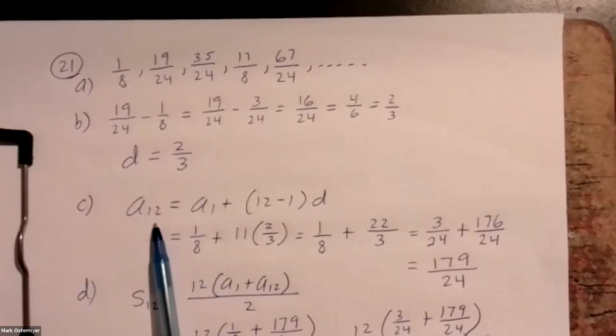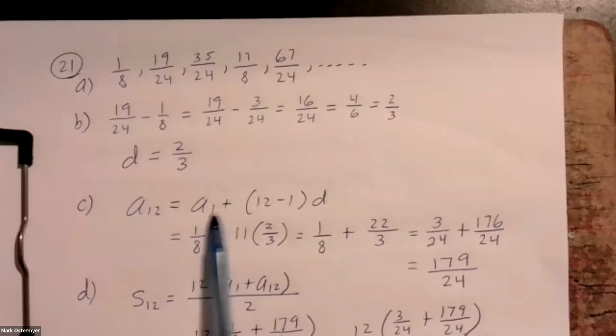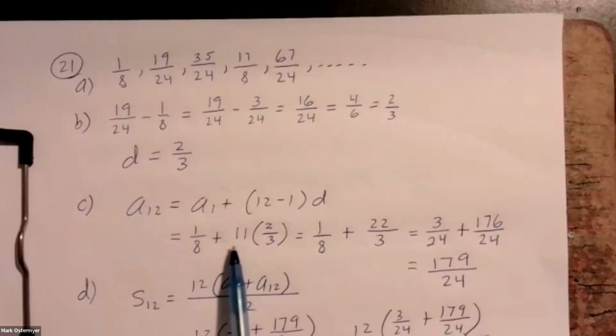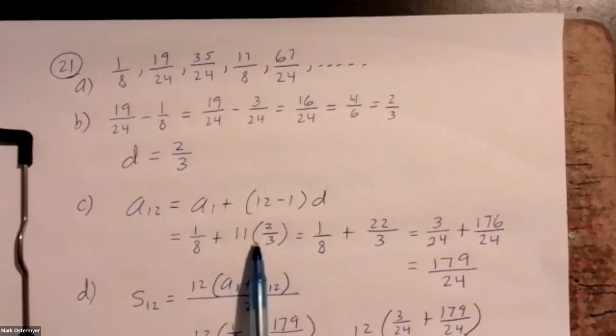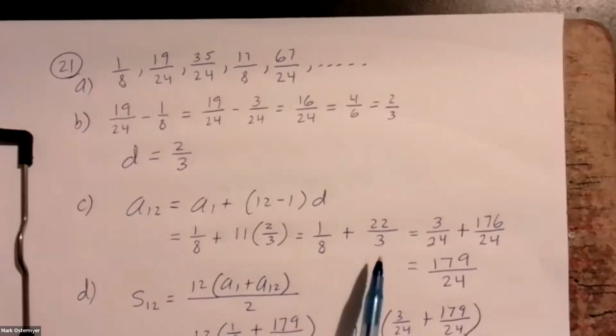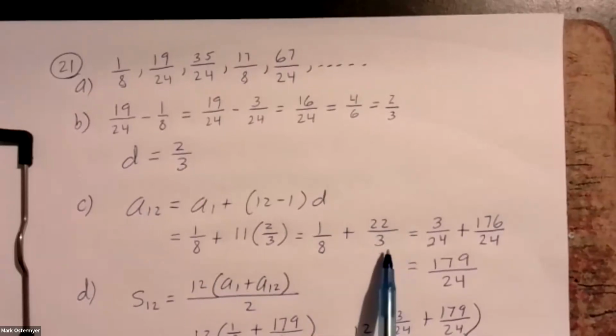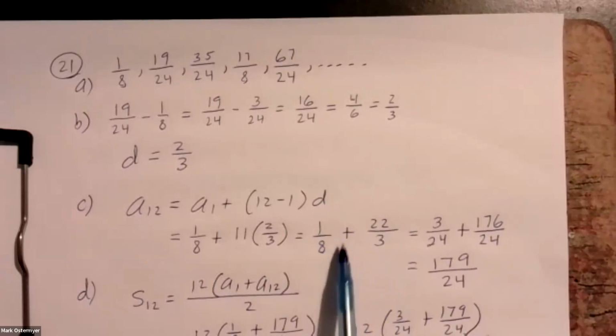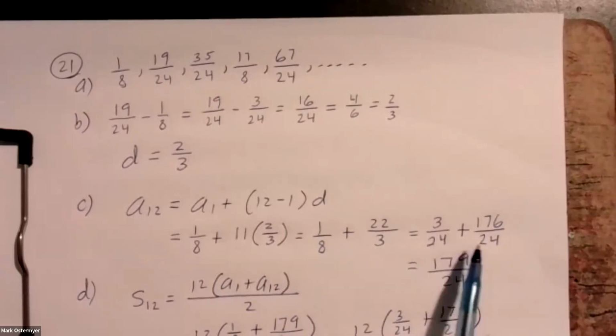To find the 12th term, I use my nth term rule: first term plus 12 minus 1 times the common difference. The first term is 1/8 plus 12 minus 1, which is 11, times the common difference of 2/3. That's 1/8 plus 2/3 times 11, which is 22/3. The common denominator of 3 and 8 is 24. Multiplying 22/3 by 8/8 and 1/8 by 3/3 builds the fractions up into equivalent fractions with the common denominator 24. Adding them together, you get 179/24. That would be your 12th term of this arithmetic sequence.